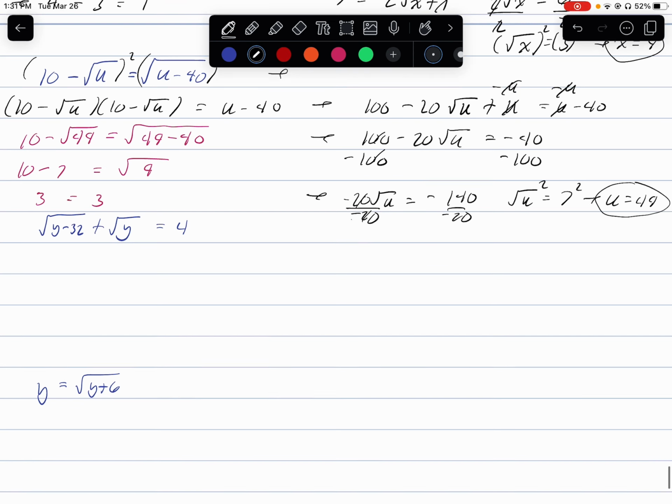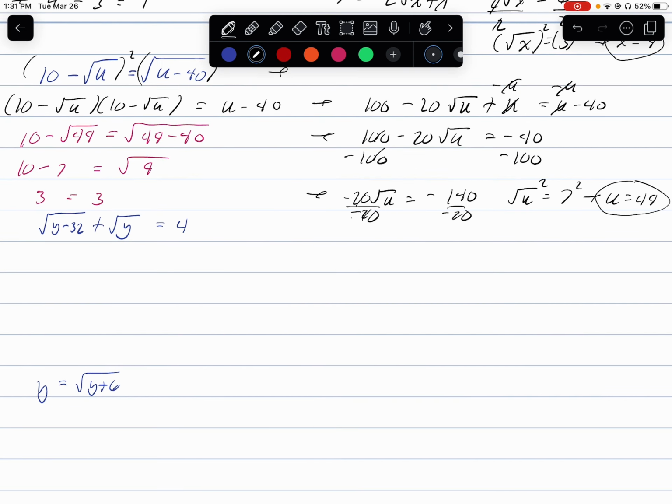Okay, now we have another one. We have the square root of y minus 32 plus the square root of y is equal to 4.